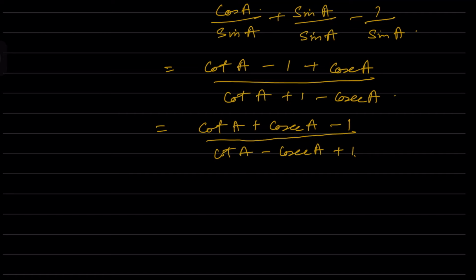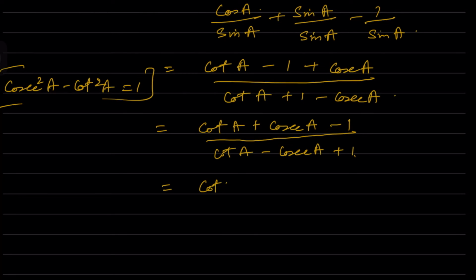Now in the place of 1 I am going to write it as, we are having that cosecant square A minus cot square A can be written as equal to 1. From the identity we are having cosecant square is equal to 1 plus cot square. So using that identity I am going to write it now in the place of 1, only in the numerator.